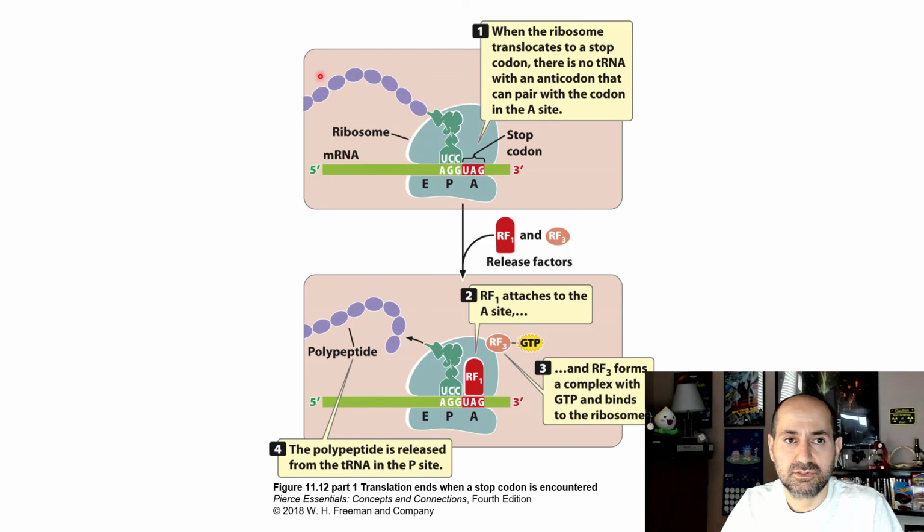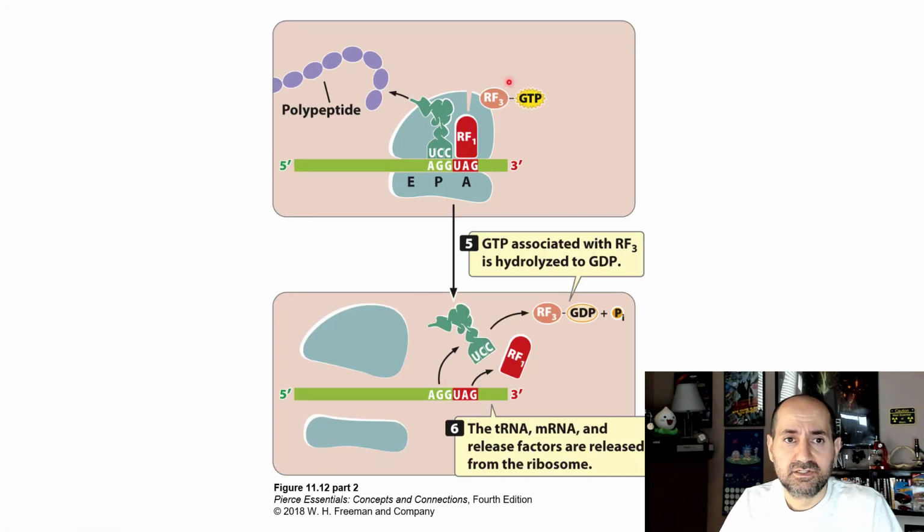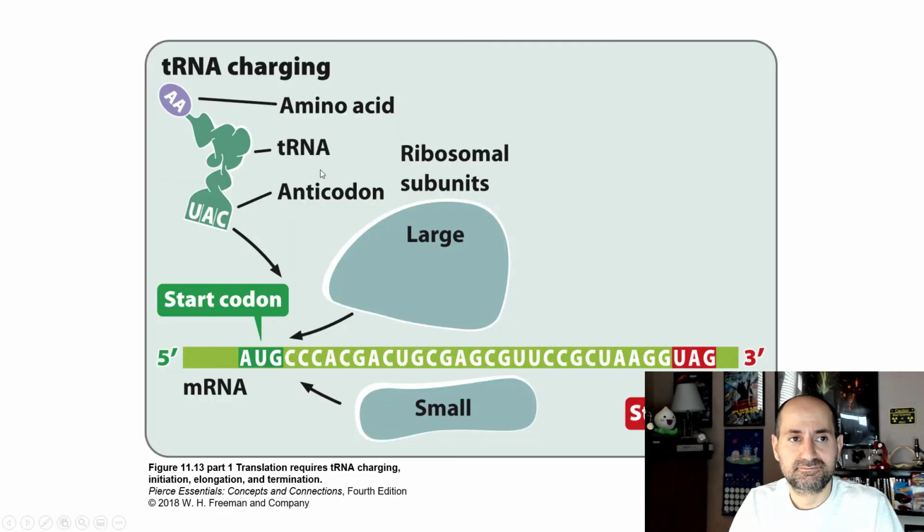So let's look here. Here's your polypeptide chain, so you can tell elongation has been going on for quite a while, and now suddenly in the A site appears a stop codon. In this case, it's UAG. That recruits not a tRNA, but a release factor, which is a protein. Release factor attaches, and another release factor forms a complex with GTP on the ribosome, and this causes dissociation. It releases the polypeptide to end translation.